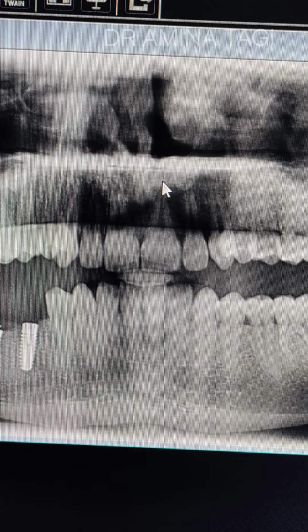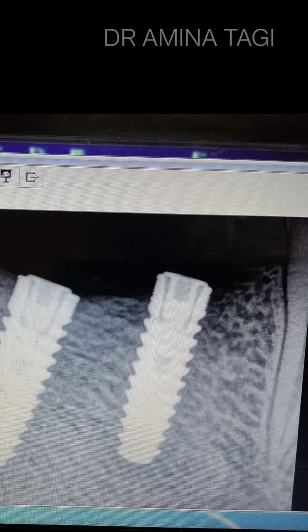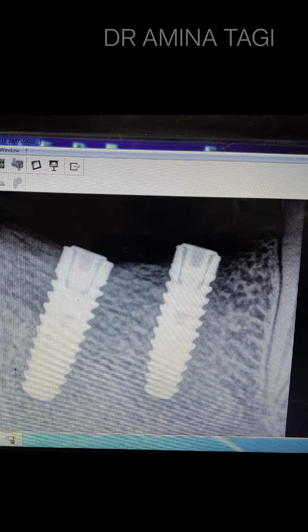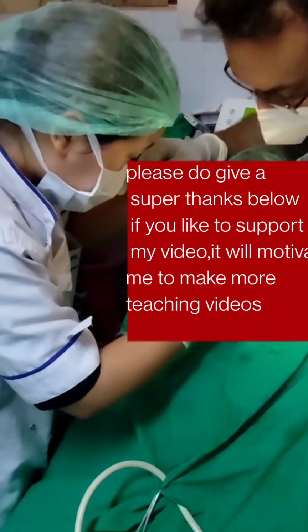So this is the post-op OPG taken for the patient after placement of the cover screw, and I have also taken the RVG for this patient. Implants were placed for both second premolar and first molar, but I have taken the video for premolar because the more posterior it is, the more difficult it is to shoot the video. Intraoral videography is very difficult.